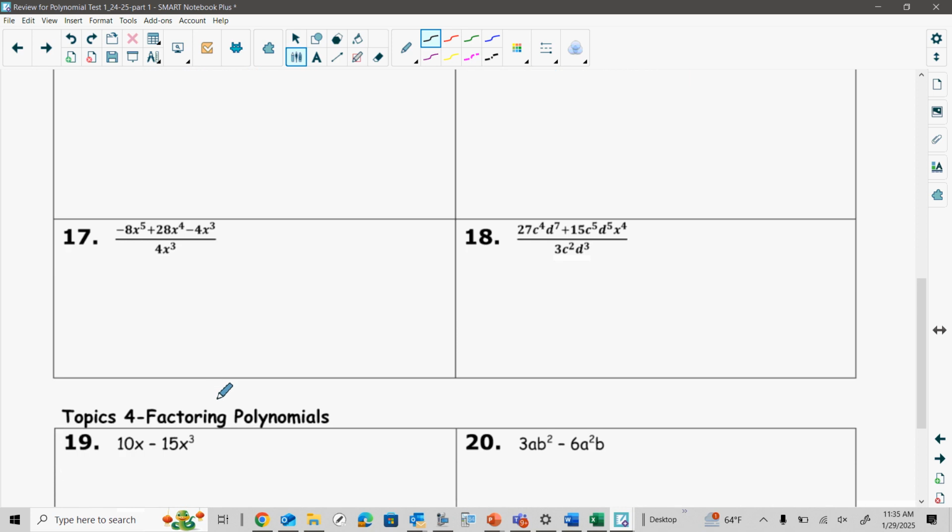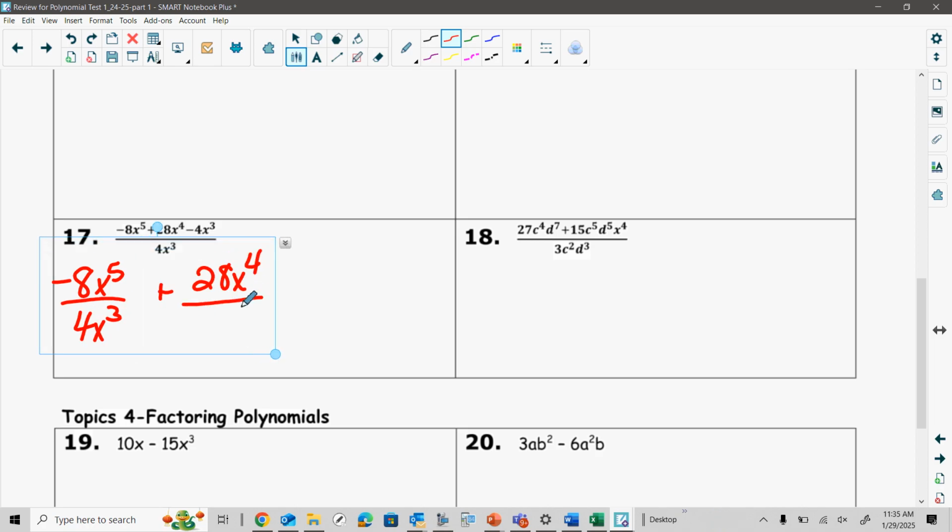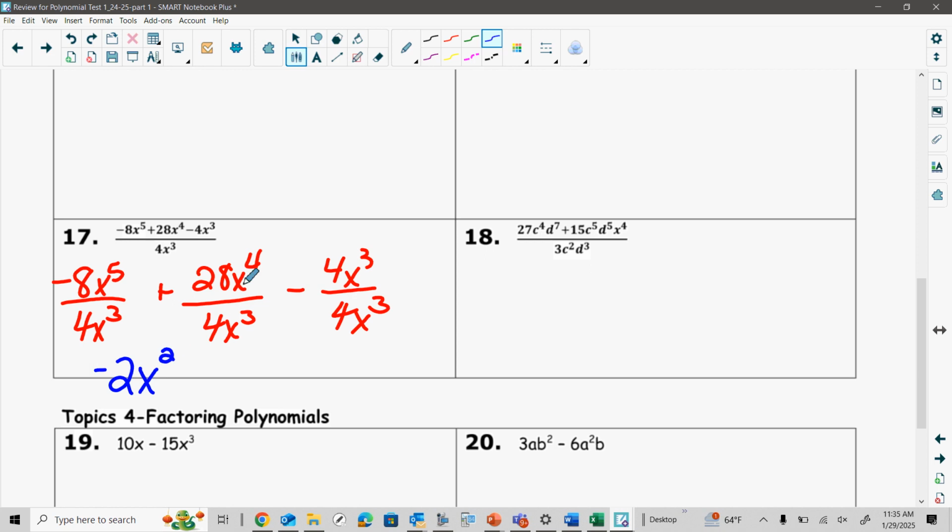On 17 and 18, this is kind of leading up to GCF because we want you to divide each term. So you could write it as a negative 8x to the 5th divided by the 4x to the 3rd, plus that 28x to the 4th also getting divided by 4x to the 3rd, and then minus that 4x to the 3rd divided by 4x to the 3rd. So divide numbers, subtract exponents. This can be divided to negative 2x to the 2nd, plus 7, not just x. 4 minus 3 is just leaving 1x. Both of these cancel, so you have minus 1.